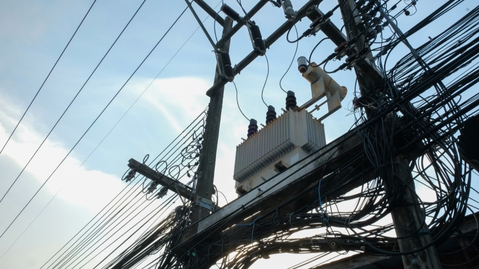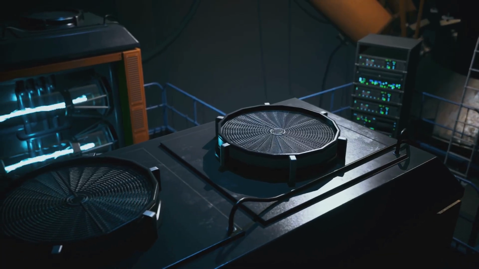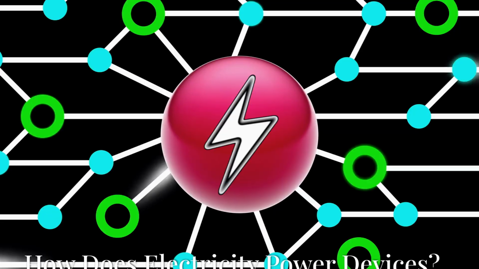There are two main types of electricity: alternating current or AC and direct current or DC. AC is what powers most of our homes. It constantly changes direction, kind of like a wave. DC, on the other hand, flows in just one direction, and it's the kind of electricity used in batteries like the ones in your phone.